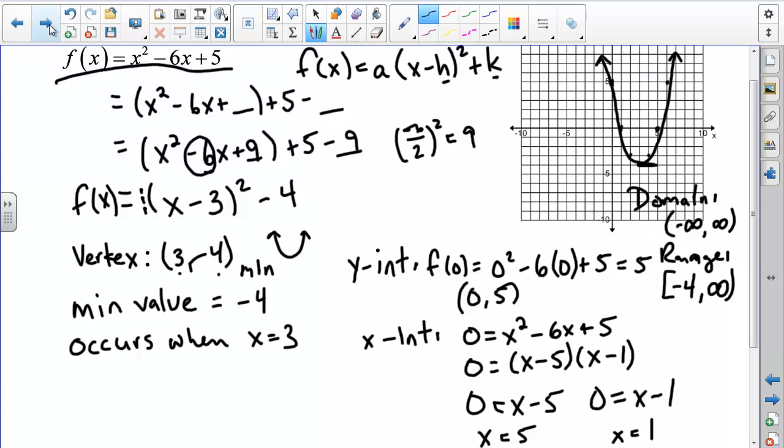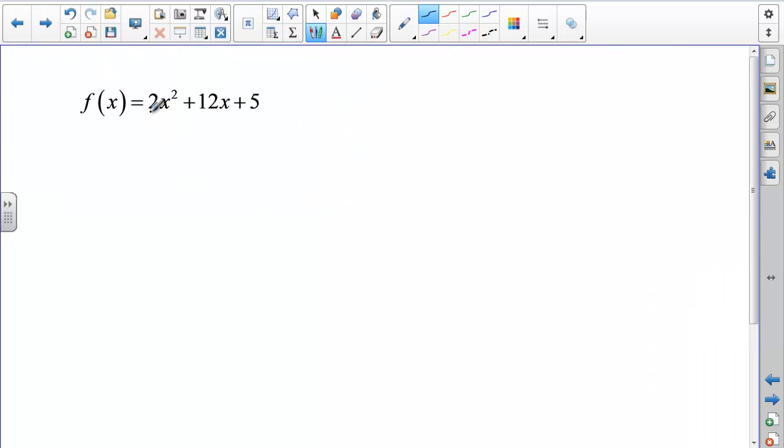Now there's one other tricky part, and that's if there's a number in front of this x squared. If there's a number in front of the x squared, when we set it up to do completing the square, we factor it out of the x squared and x terms. So in this case, it'd be 2 times (x squared plus 6x plus blank) plus 5 minus blank. And I put 2 blanks there because I know that I have to do something here. So again, what number goes here? Half of 6 is 3, 3 squared is 9, same as before.